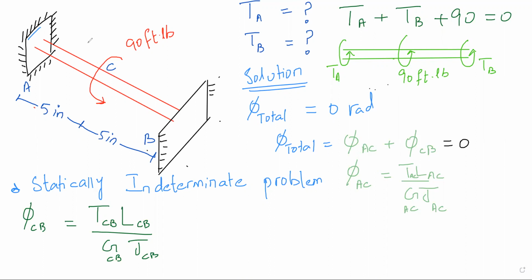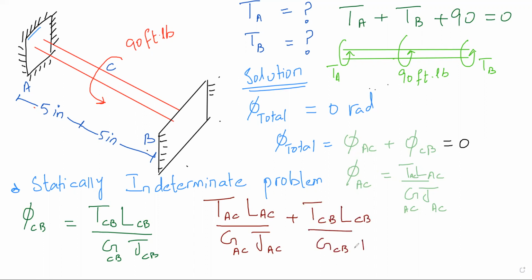Yeah. So I will have phi AC will be T AC L AC over GJ, as one of the students told me. Plus the next one is phi BC, which is T BC L BC over G J CB, equal to 0.